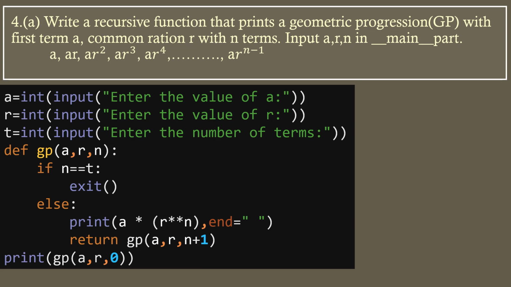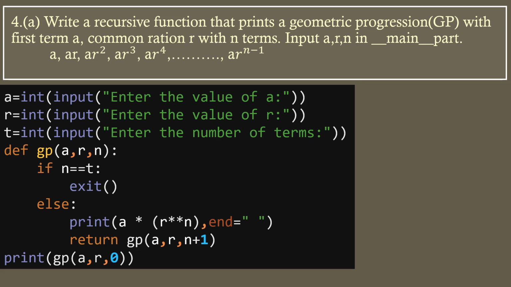Okay, now the base condition is like this: if n equal to t, then it has to exit from the function. Okay, that means n is equal to the number of terms that you want to print. Suppose if you want to print 5 number of terms, and when n value will become 5, then it will stop over there, it will exit. Otherwise, in the else part, it has to print a into r to the power n, with a comma. That means the next value will be printed in the same line because we have given one end statement over there.